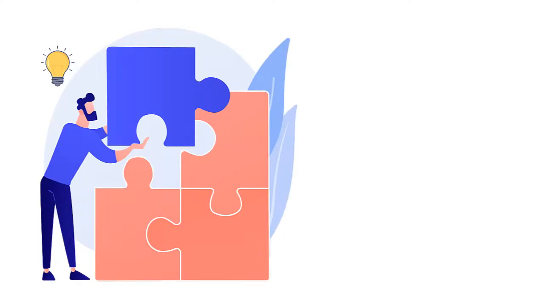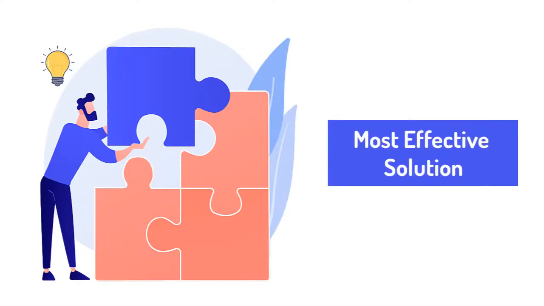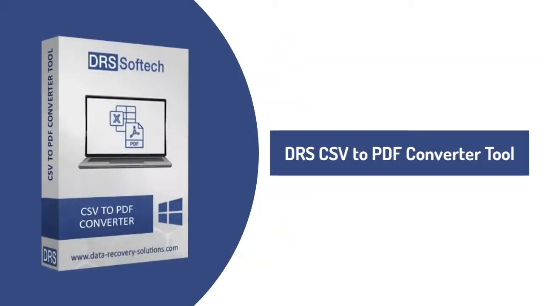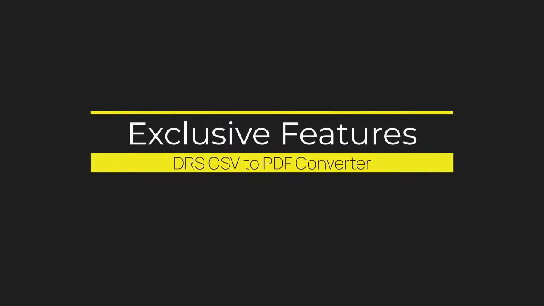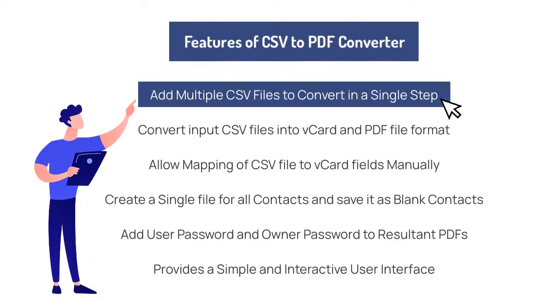To simplify the process, we bring you the most effective solution, DRS CSV to PDF converter tool. This application helps you change all your CSV files to PDF file format in no time. The exceptional utility provides you with numerous exclusive features. You can add a single CSV as well as an entire folder containing multiple CSV files.